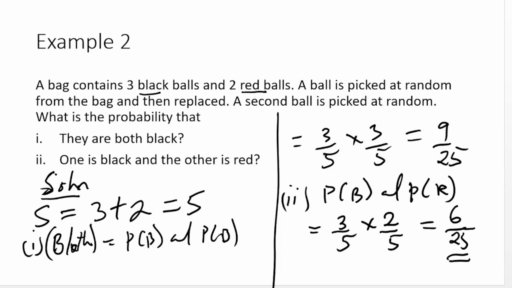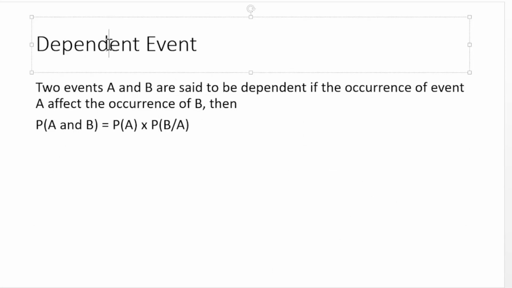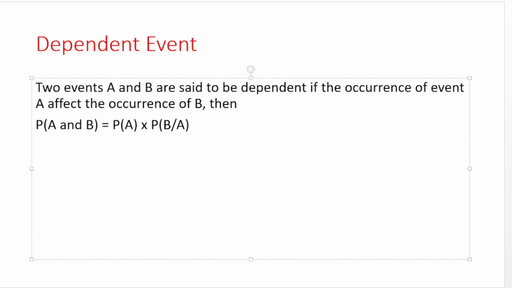So we are now going to move to dependent events. So what is dependent events? So let's look at that one. So dependent events. Two events are said to be dependent if the occurrence of event A, of one, affects the occurrence of the other one. I repeat again, if the occurrence of one affects the occurrence of the what? Of the other one. So we say that the 2 events are dependent.